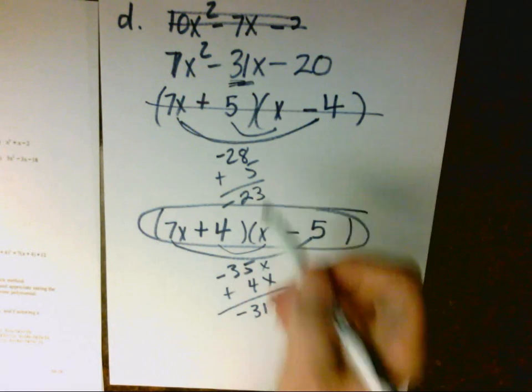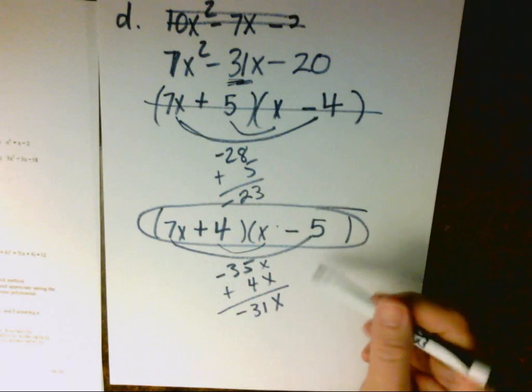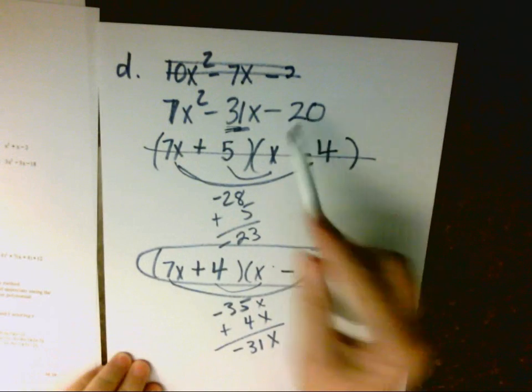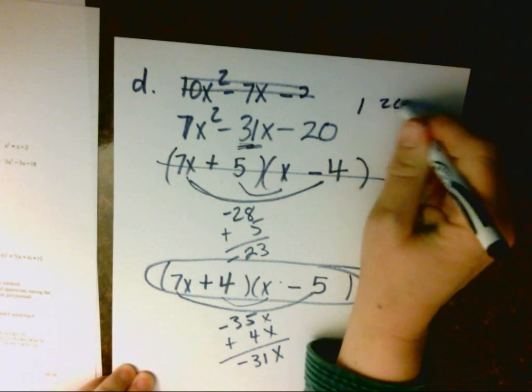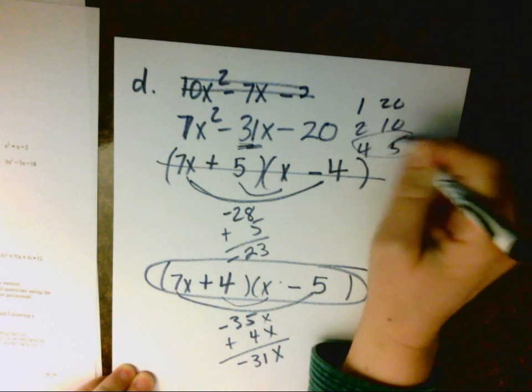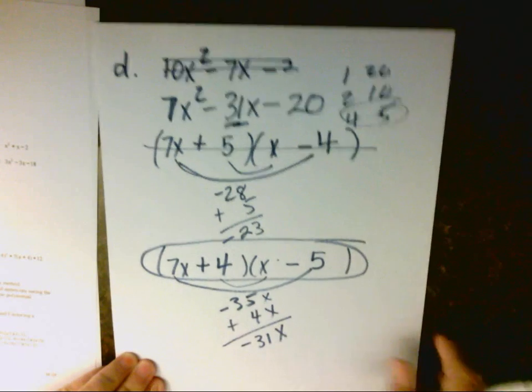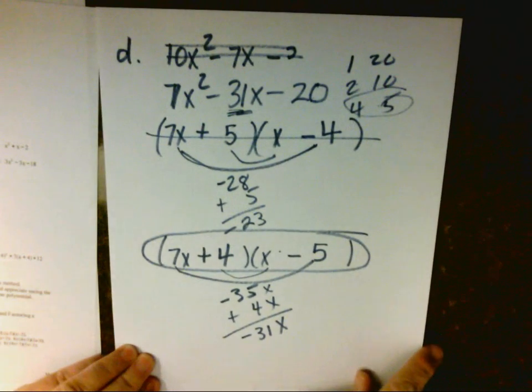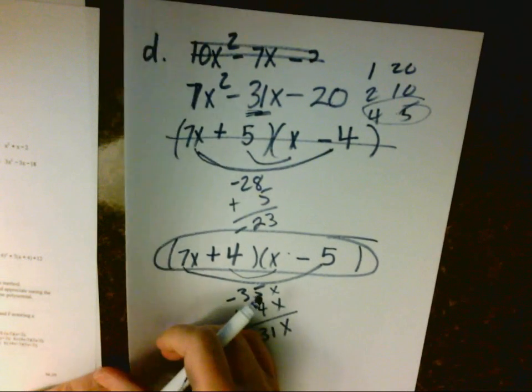And again, unless there's some really huge number, don't try radically big factors. Get the ones that are kind of close together. We had the choice of 1 and 20, 2 and 10, and 4 and 5 here, and I used the ones that were closest together when I started my guessing. Okay, that was 2D.